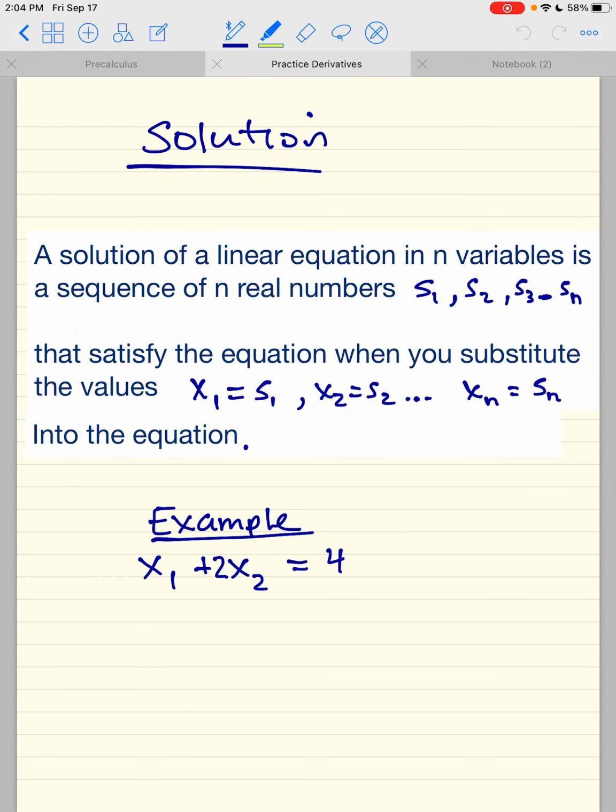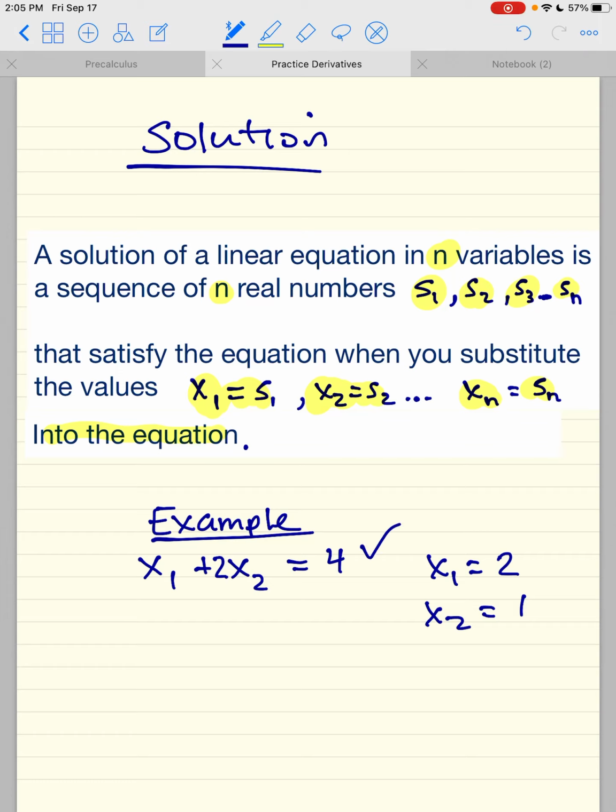Let's talk about a solution and a solution set. A solution of a linear equation in n variables is a sequence of n real numbers, s1, s2, s3, all the way to sn, that satisfy the equation when you substitute the values x1 equals s1, x2 equals s2, xn equals sn into the equation. So let me show you an example here. Imagine I have x1 plus 2 times x2 equals 4. Well, if I made x1 equal to 2 and x2 equal to 1, wouldn't that satisfy it?